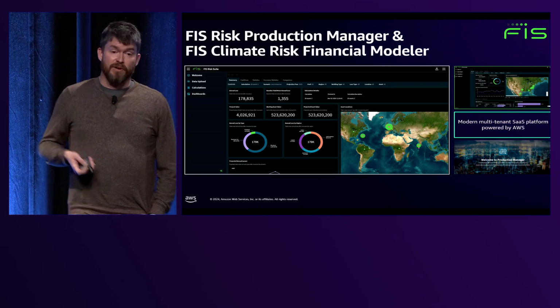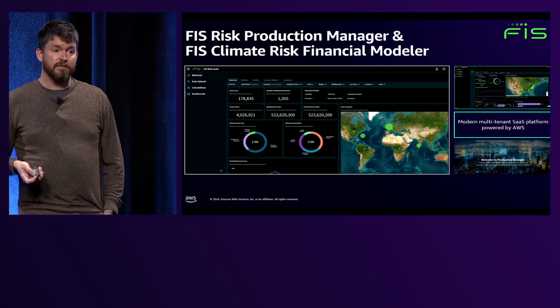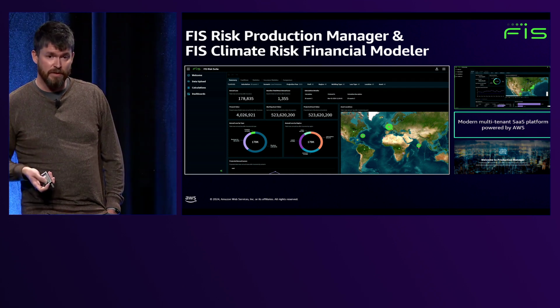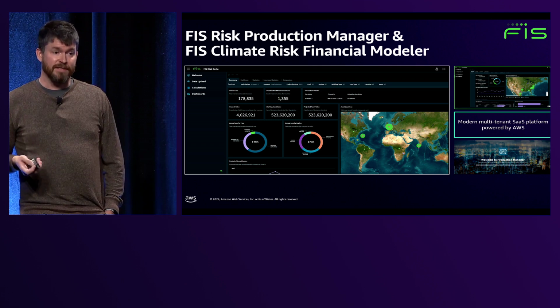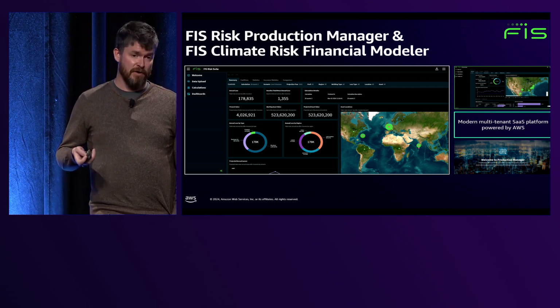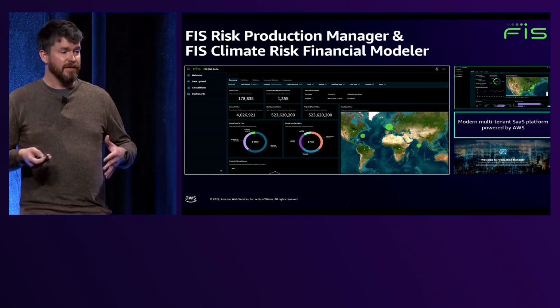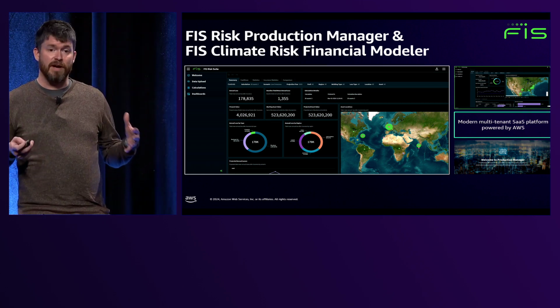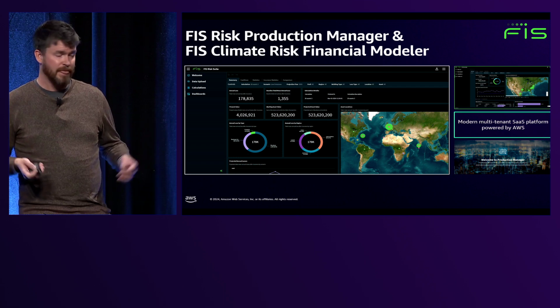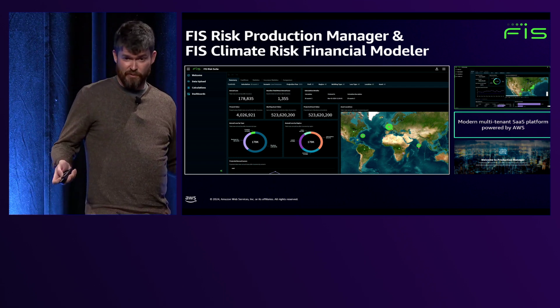Climate Risk Financial Modeler allows insurers to quantify risks to physical assets around the globe. And what it does is it models weather patterns and greenhouse gas emission scenarios. And when you do that, what you're able to bring together is the ability to quantify potential losses around the globe. And within this platform, what you're able to see here are really cool dashboards, honestly.